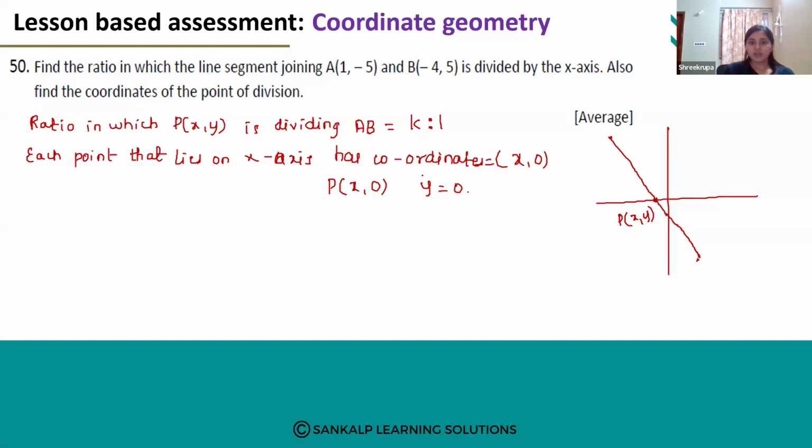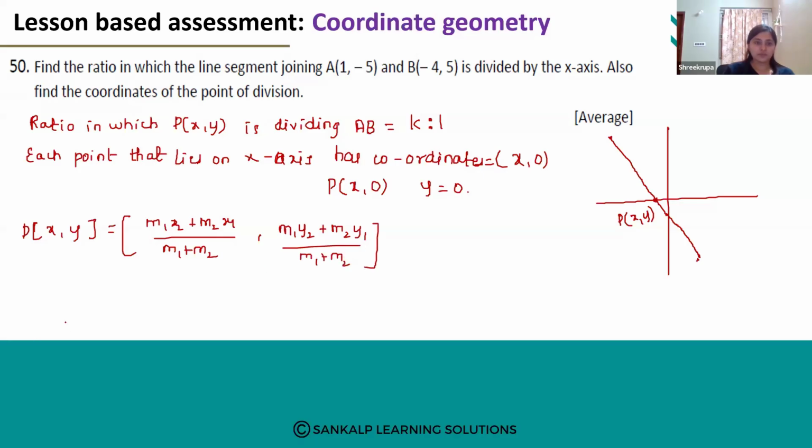So now that we have the ratio and the coordinates of A and B, we can use the section formula, which is P(x, y) equals (m1x2 plus m2x1) divided by (m1 plus m2), comma, (m1y2 plus m2y1) divided by (m1 plus m2). P(x, y) is (x, 0) because the point is on the x-axis. So let's substitute the values.